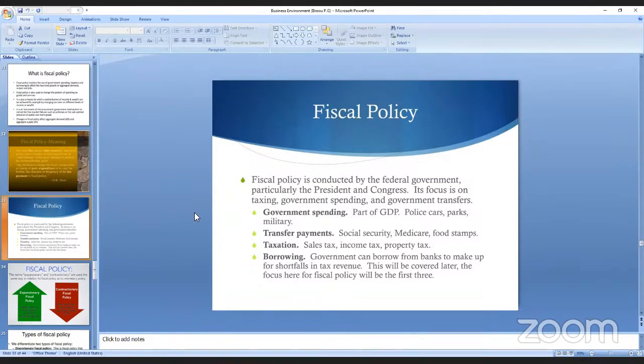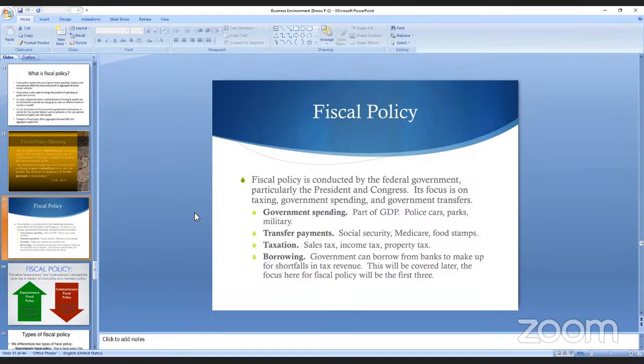And the next one is transfer payments. What are the transfers? There is social security, Medicare, and food stamps. These are the payments that they will be transferring. So for the poor people, that is the stamp. These are the social securities we will be making.